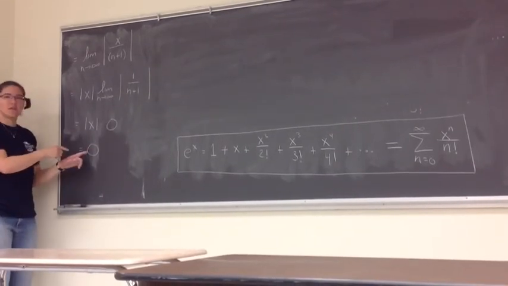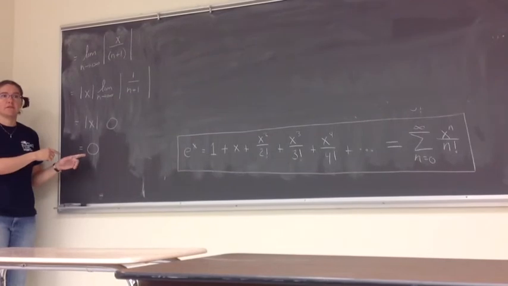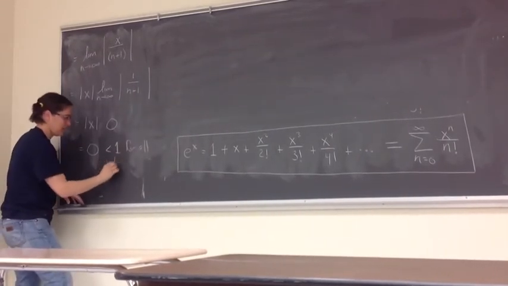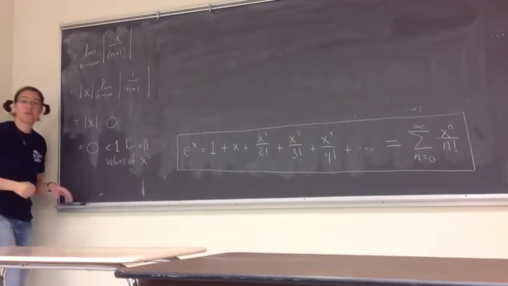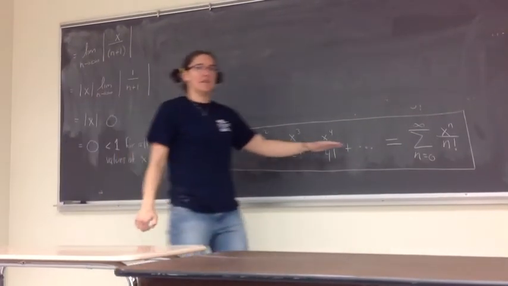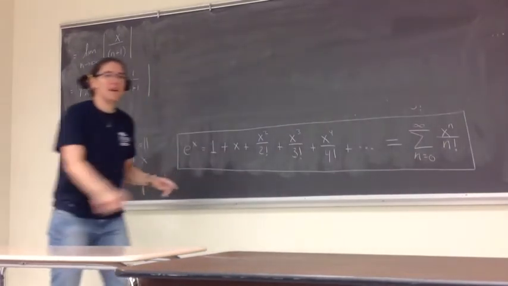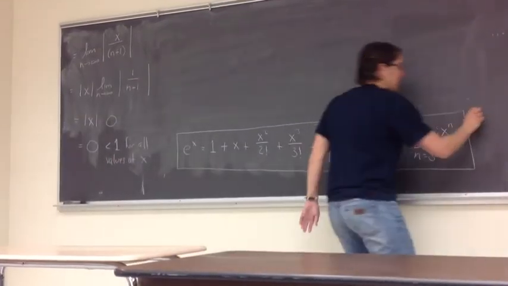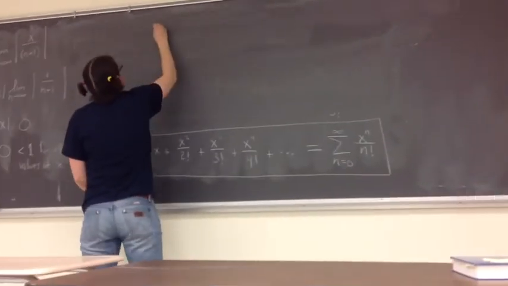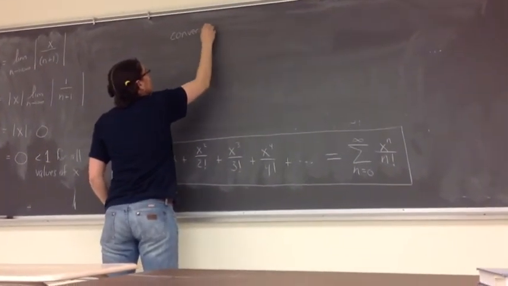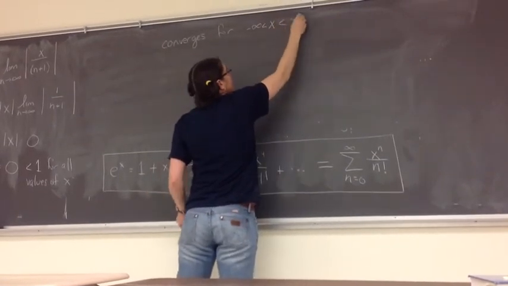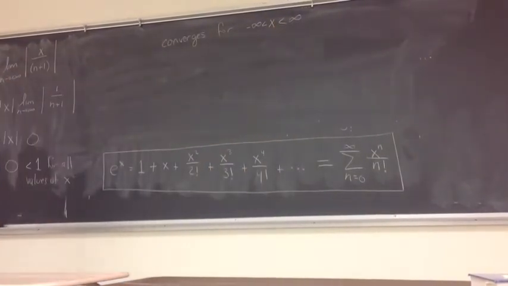And so for what values of x is 0 less than 1? All of them, yeah. So 0 is less than 1 for all values of x. Which means that this series, e to the x equal to 1 plus x squared over 2 factorial plus blah, blah, blah, converges. So the series converges for x between negative infinity and positive infinity. So this series converges for all values of x.